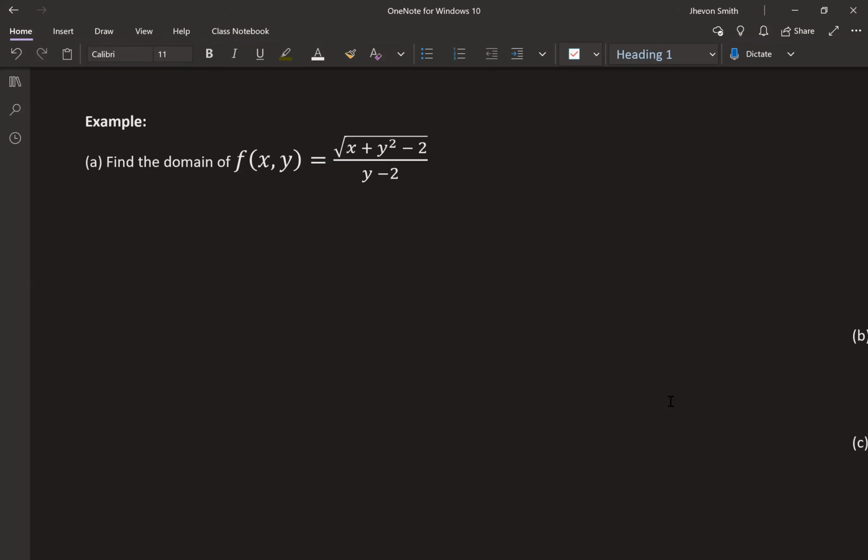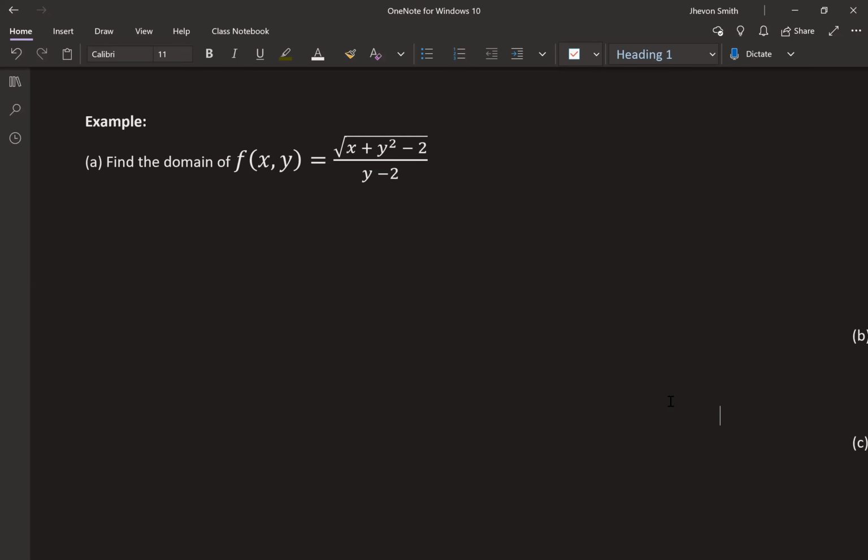Why can't x be 2? What would be the problem if x were 2? Well, the thing is, if you have y equals 2, then on the bottom you would have a 0. And you can't divide by 0. So y equals 2, definitely bad.